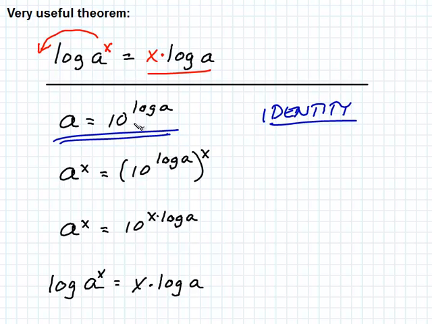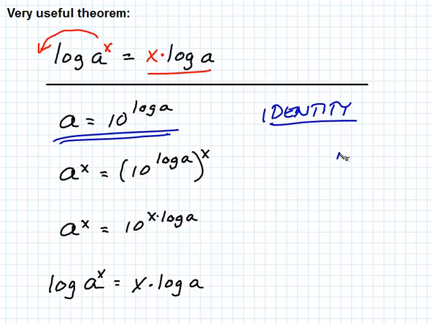Because basically, the log and the 10 to the function are inverse operations. So if I do one, then I do the other, nothing has happened. Okay? All right, let's take this equation now and raise both sides to the x power. So I say a to the x, and over here it's this expression to the x.